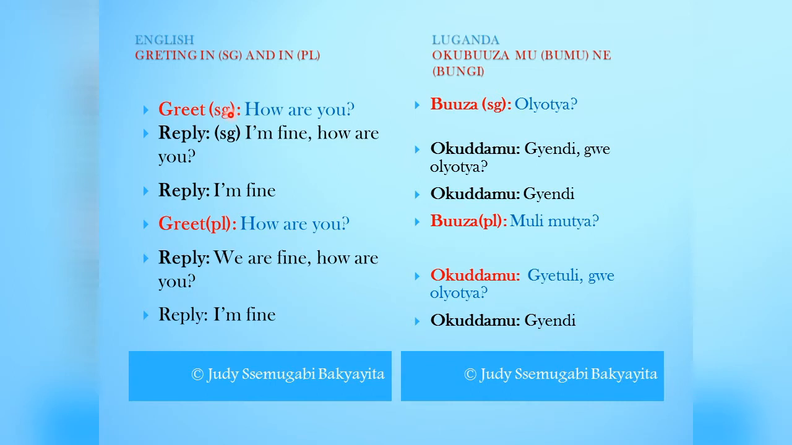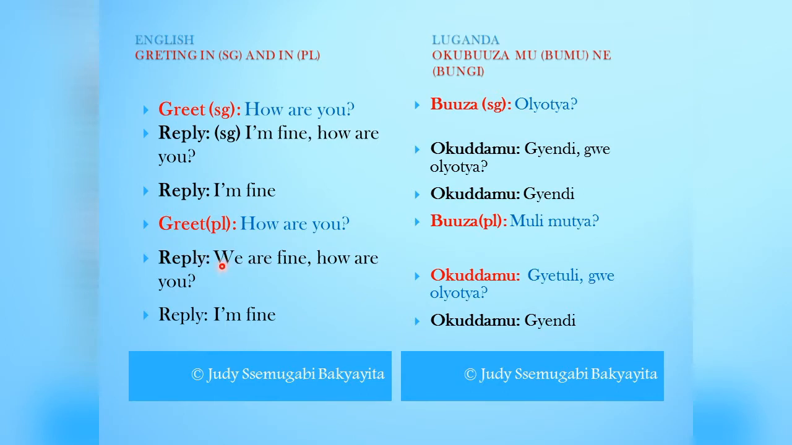So when you greet people, the same greetings, but you are greeting many people now. This one is singular, now plural. You are greeting many people. Informally, you say, how are you? It's the same greeting here in English. In Luganda, buuza, you are greeting many people. You say, muli mutya.